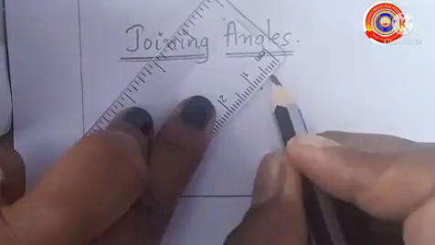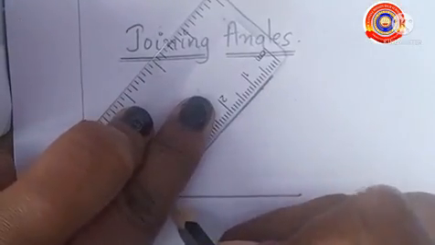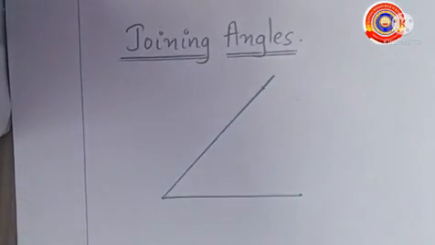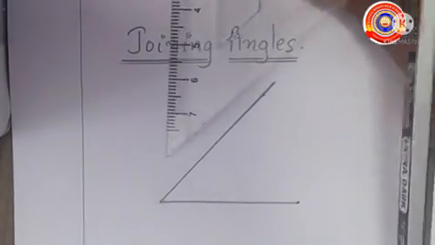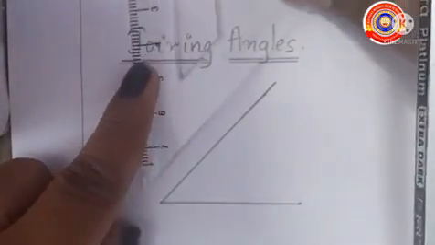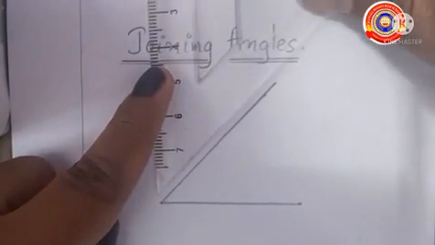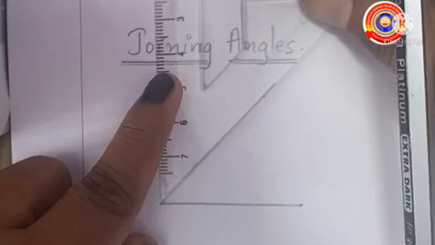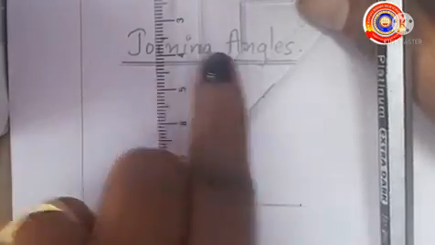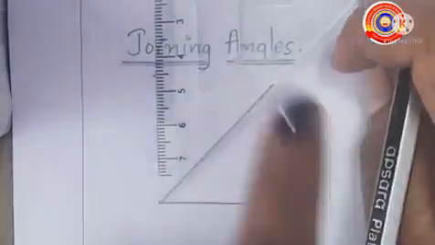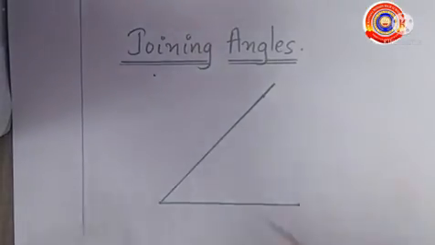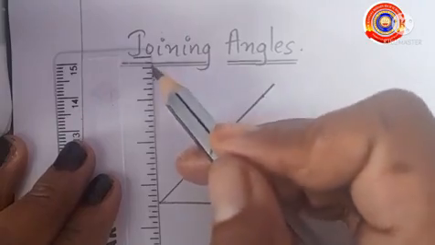Join these 2 points by drawing a line. Then place the set square on this line. We know that the slanting corner of the set square should meet at this point. Then mark a point. After that, we have to join these points by drawing a line.